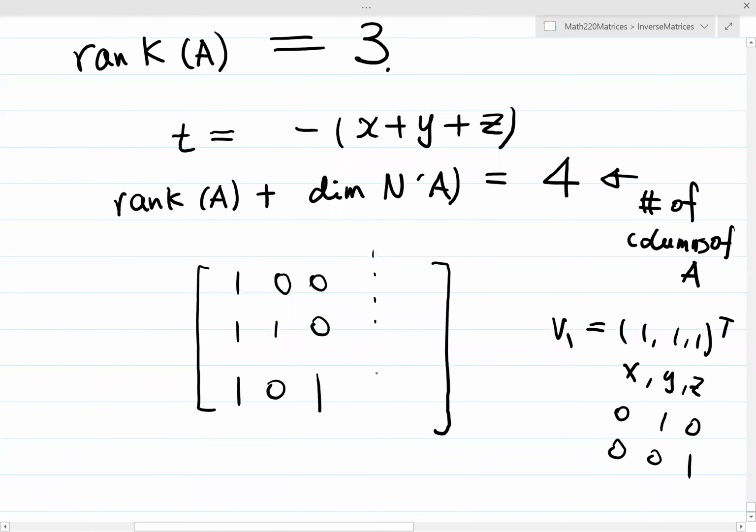Then once we find x, y, z, we solve for t. X, y, z are free. So t is, you see, negative x plus y plus z. So actually here you get a negative 1. So x plus y plus z is 2, so we multiply by negative 1 and get a negative 2. Now here we get a negative 2. Okay. So this gives us the condition of A.